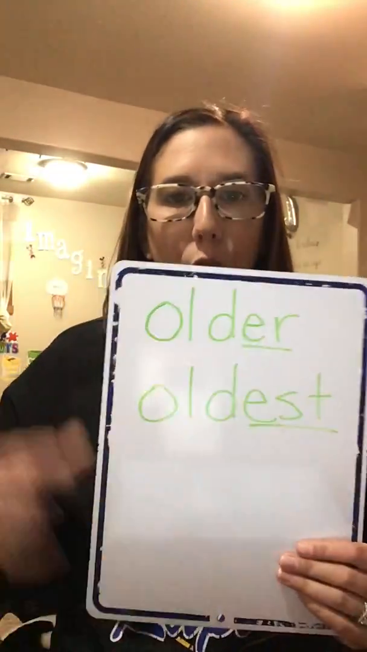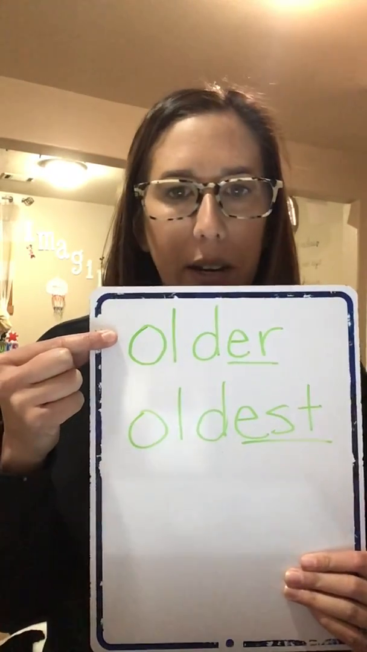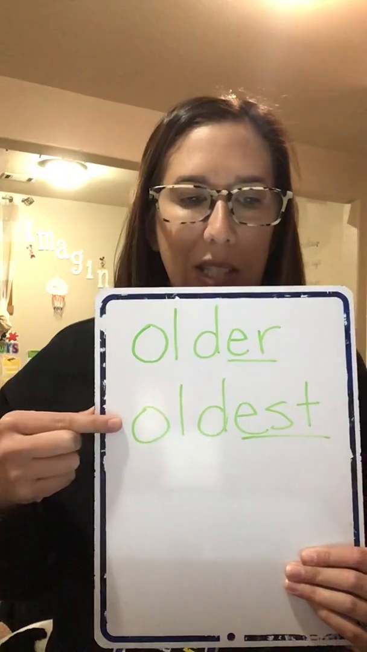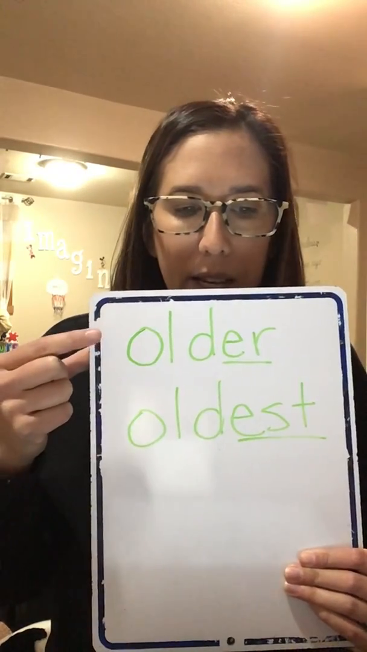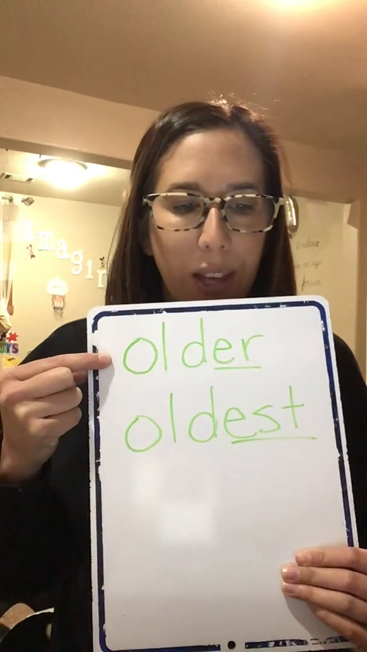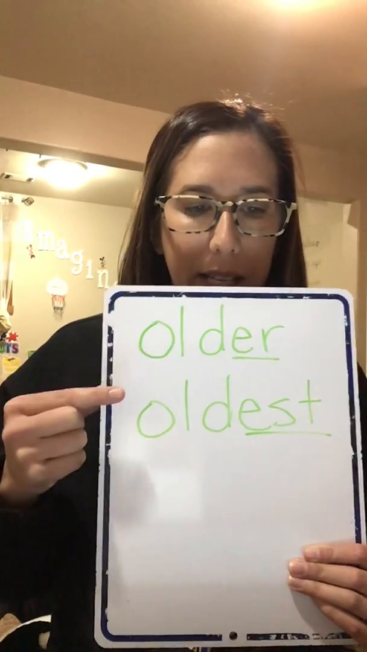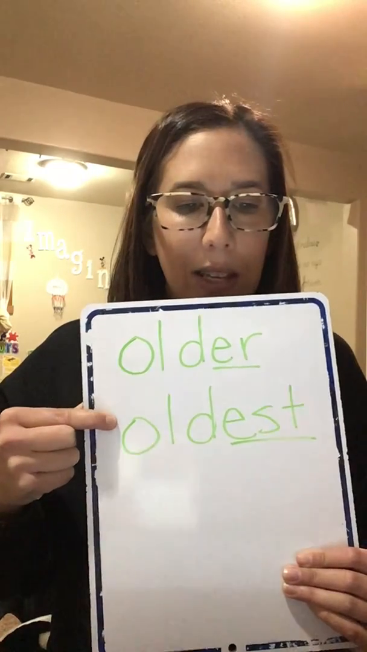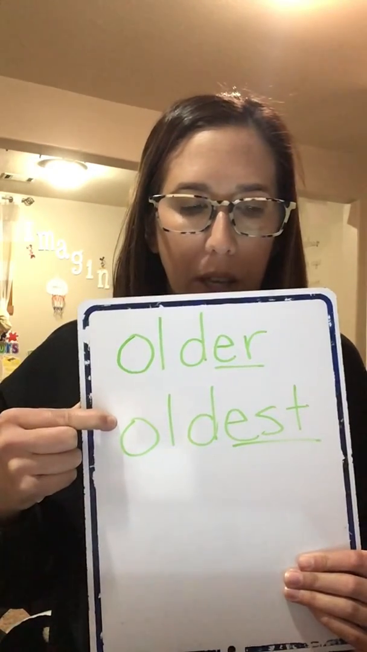Great job, guys. Now, like I said before, we are going to be doing two-syllable words that are ending with ER and EST. So here is the word older, and here is the word oldest. Okay, some words that end in ER tell about two things. Words that end in EST tell about more than two things.